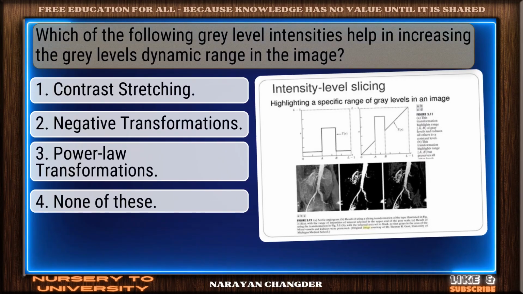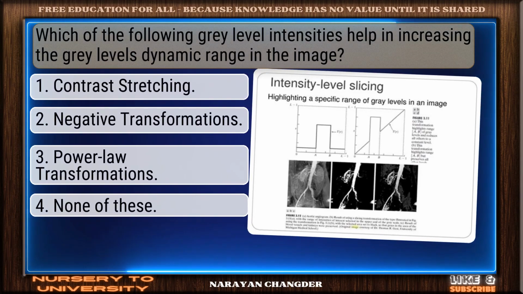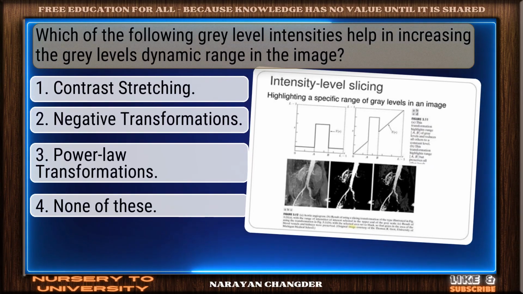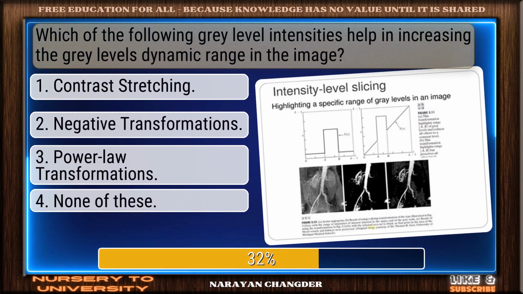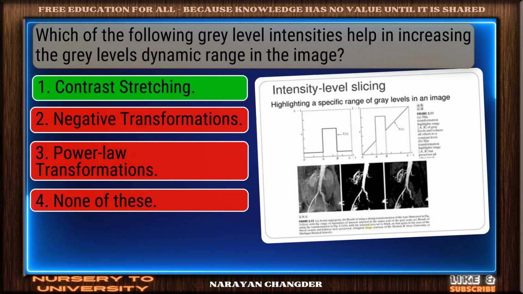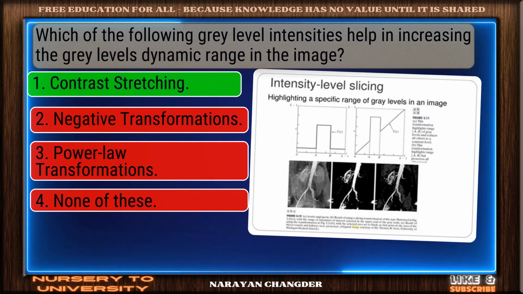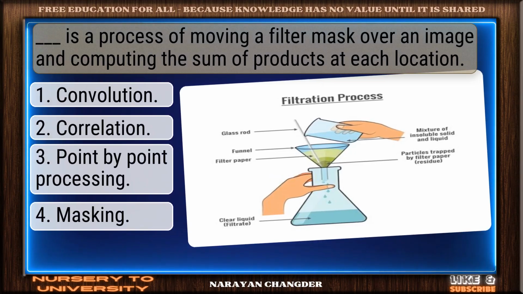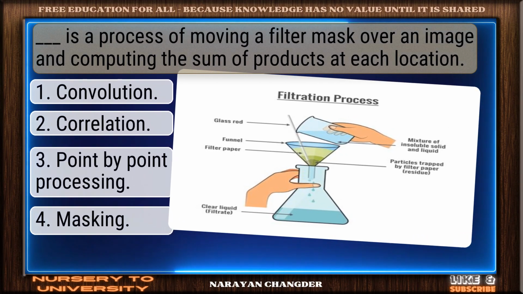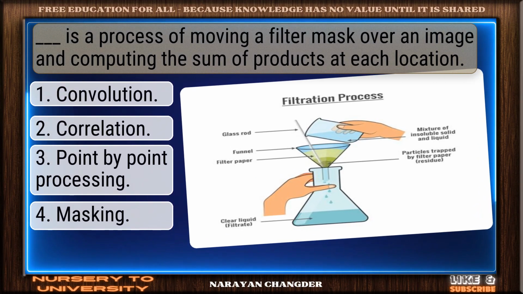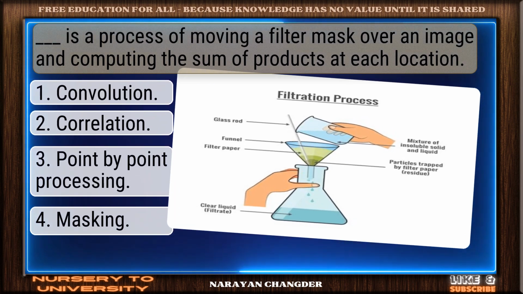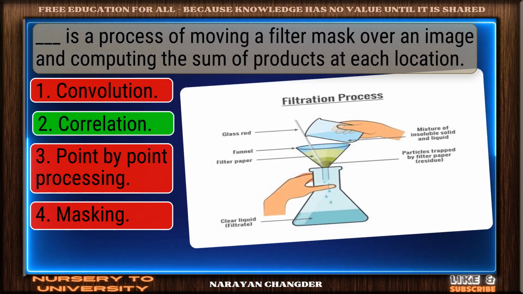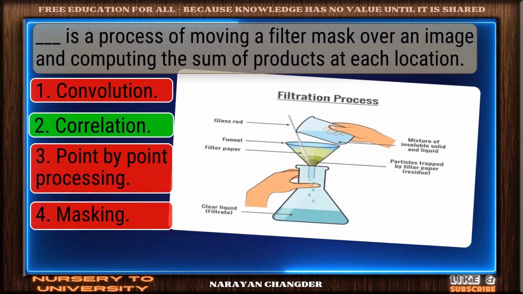Question number 3. Which of the following gray level intensities help in increasing the gray level's dynamic range in the image? Great job. Contrast stretching is the accurate answer. Question number 4. Dash is a process of moving a filter mask over an image and computing the sum of products at each location. Correct. Correlation is the right answer.